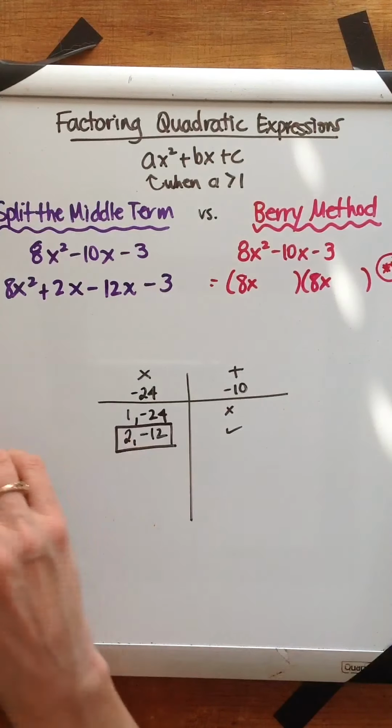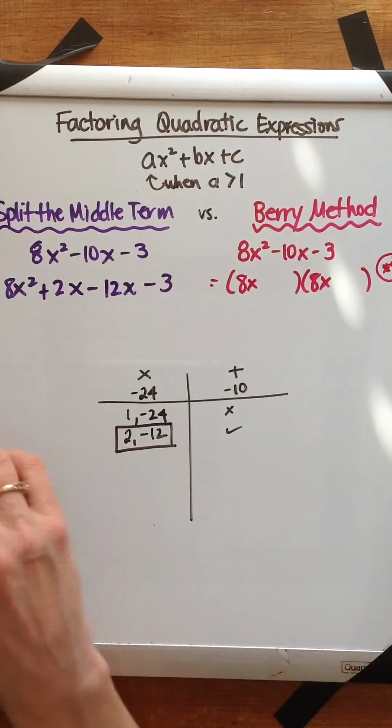To finish up, Berry is a little bit similar too. We're going to ask ourselves, are there any GCFs in these binomials? The GCF of this one is a 2. So I have 4x plus 1. And the GCF in this one is 4. Again, notice the use of brackets all the way across to maintain all those multiplications. And I have 2x minus 3.